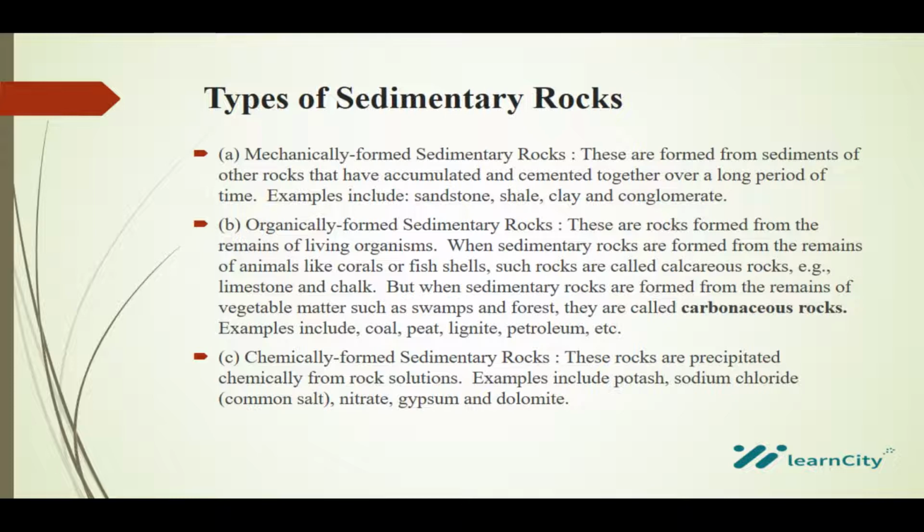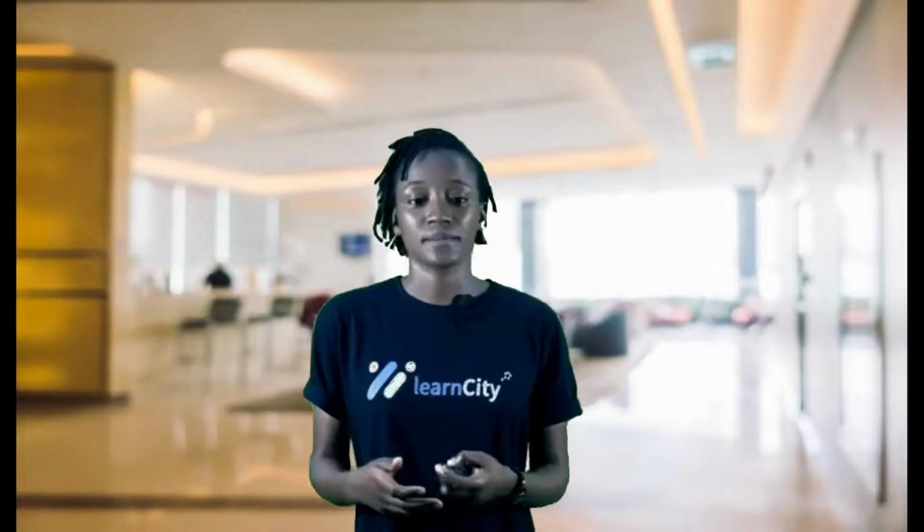Another type of sedimentary rocks is the chemically formed sedimentary rocks. These rocks are precipitated chemically from rock solutions. Examples of these rocks are potash, sodium chloride, that's the common salt, and nitrates.